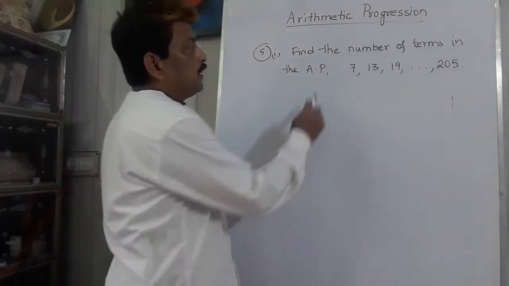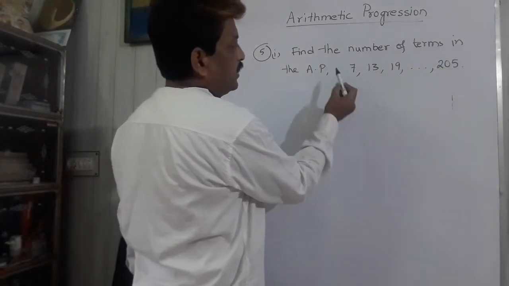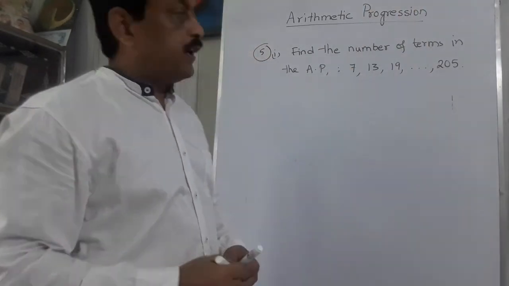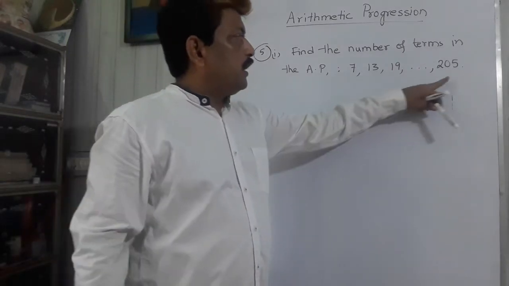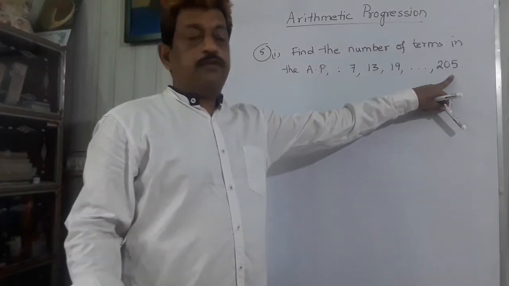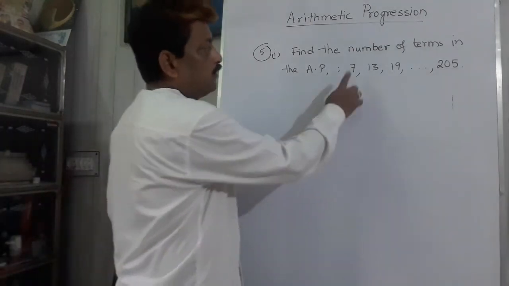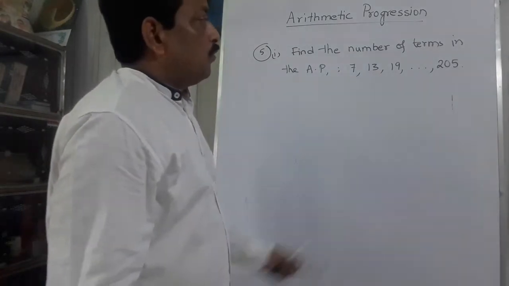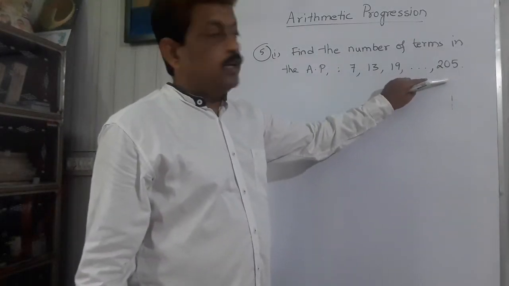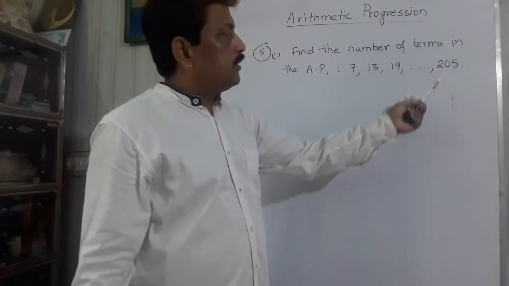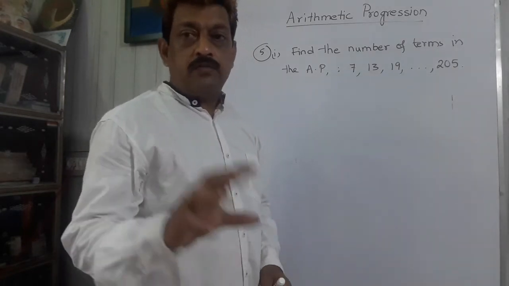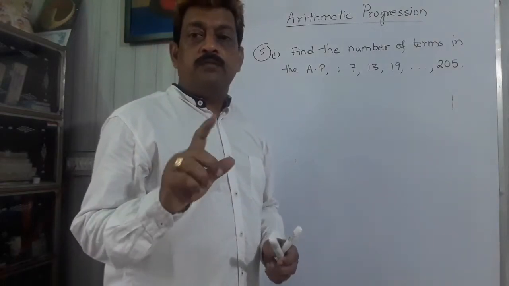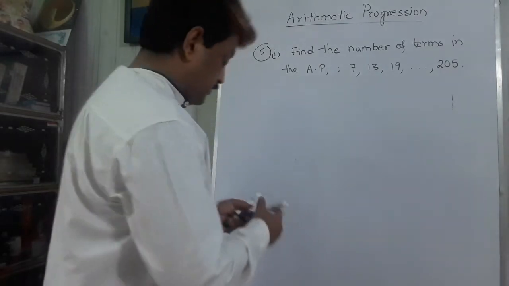Find the number of terms in the AP 7, 13, 19, ..., 205. So here the first term is given and the last term is also given. We have to find the number of terms. The first term is given. We can calculate the common difference. We have the nth term also. If there are n number of terms, then 205 is the nth term, that is, we are getting an also. So the only thing we don't know is the number of terms, that is n. We have to calculate n.